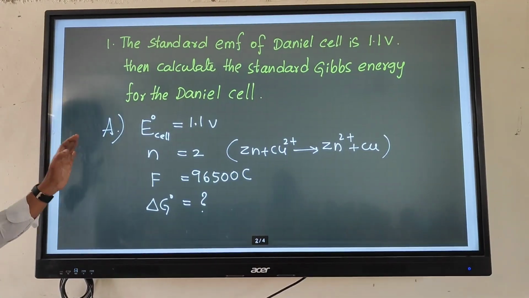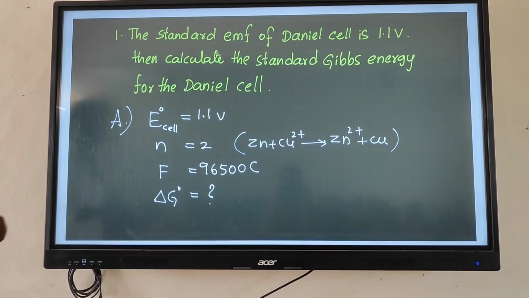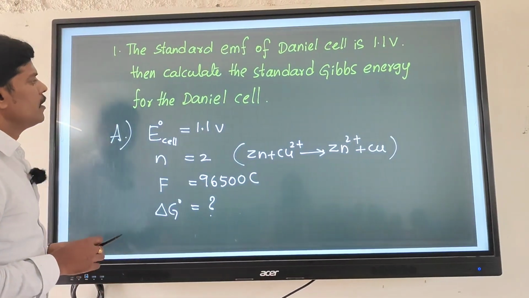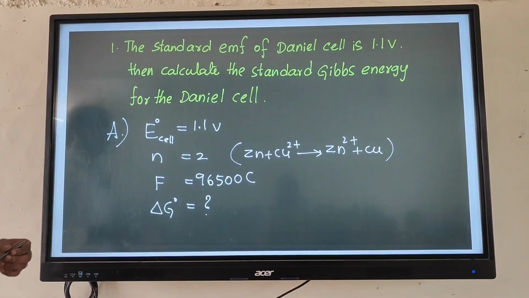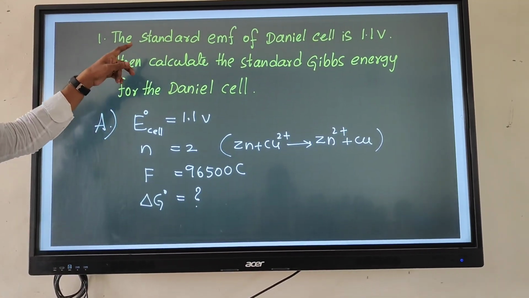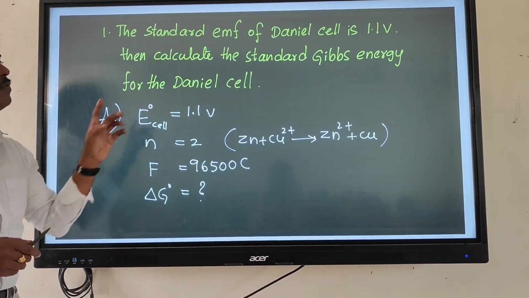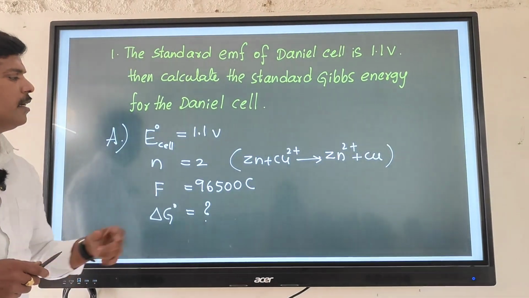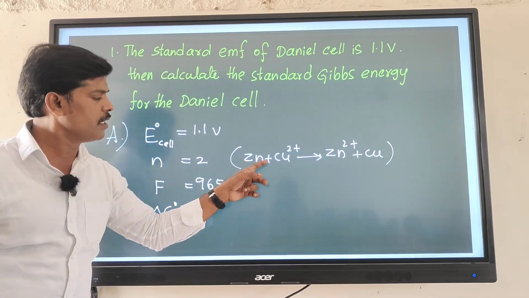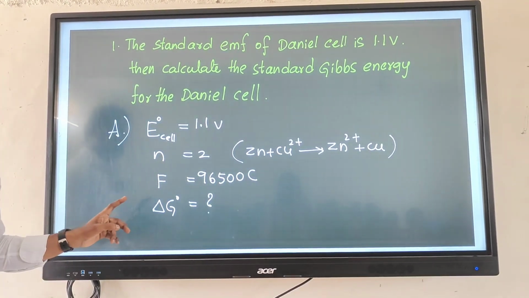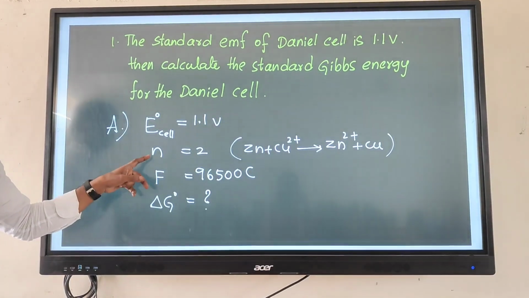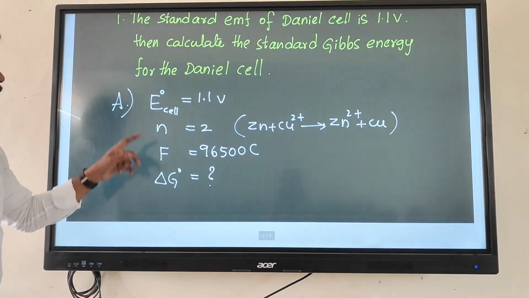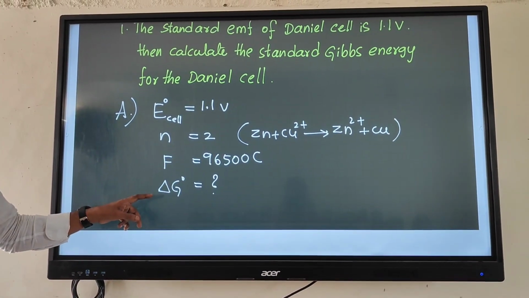Let me explain a problem related to that Gibbs energy. The standard EMF of Daniell cell is 1.1 volts. Calculate the standard Gibbs energy for the Daniell cell. Here the standard electrode potential is given, so E naught is equal to 1.1 volts. N is equal to 2 because the cell reaction of the Daniell cell is Zn plus Cu2+ gives Zn2+ plus Cu. So the charge on the ion is 2+, therefore N is equal to 2. And F is equal to 96,500 coulombs. We need to find the delta G naught value, the standard Gibbs free energy.